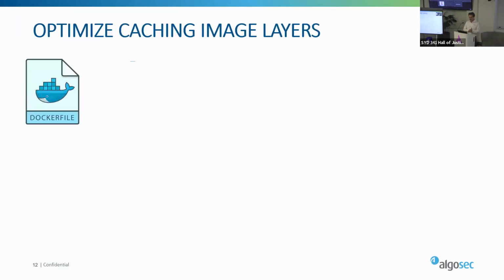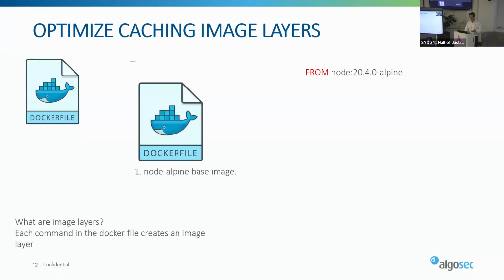The next one is optimizing caching. Docker comes with a cache. Why is it using cache? Because during build time or pull time, it's faster if the layers are already cached and ready to go. Basically, each command that you have in Docker creates a layer. That's basically how it's structured.